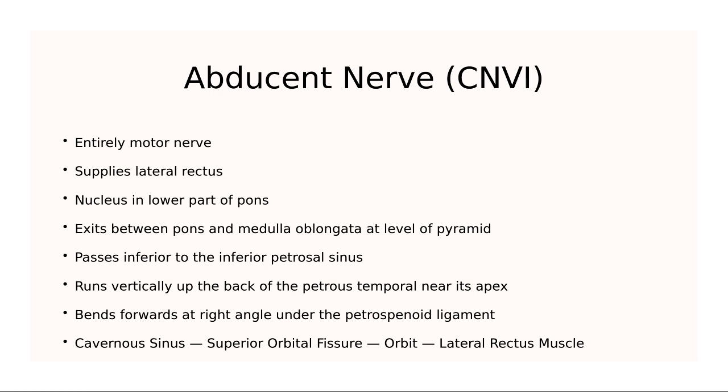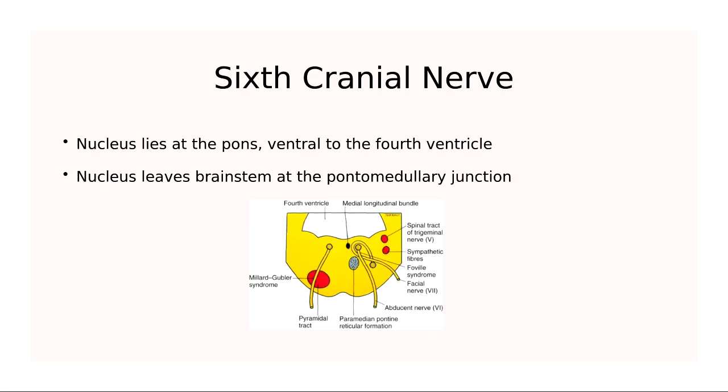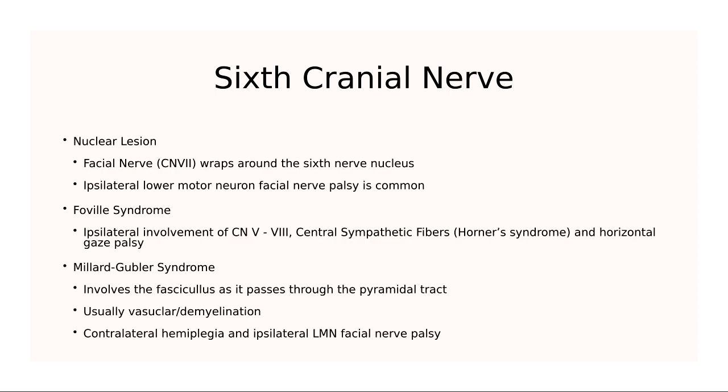From the cavernous sinus, it runs to the superior orbital fissure, and then it innervates the lateral rectus. The nucleus lies at the pons and it leaves the brainstem at the pontomedullary junction, and therefore there are some syndromes that you can see here.